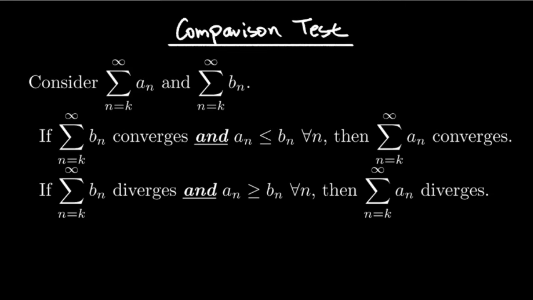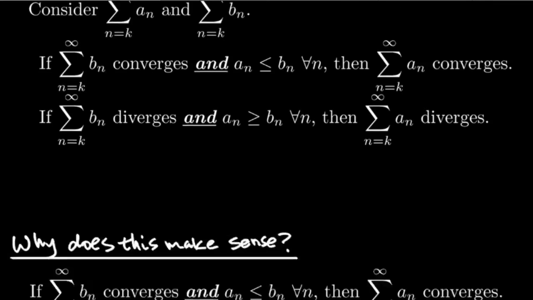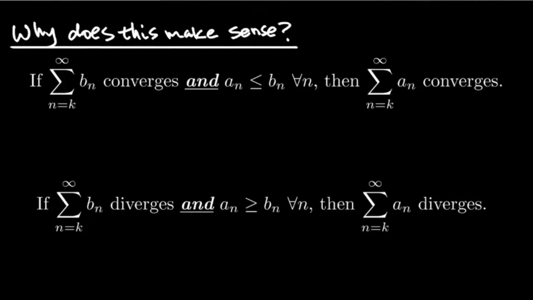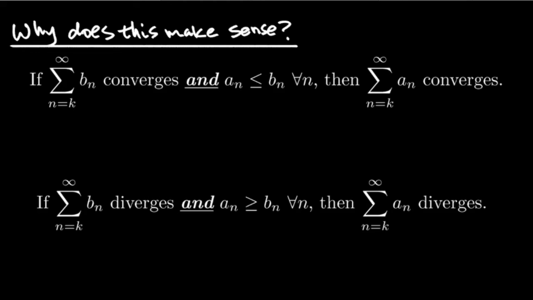So let's look at why this makes sense, and that'll help you understand which one is which and not confuse us, because as you can look at it, it's really easy to confuse all the less than and greater than and whatever, and which one converges and diverges. So let's analyze these part by part. So why the first one works.